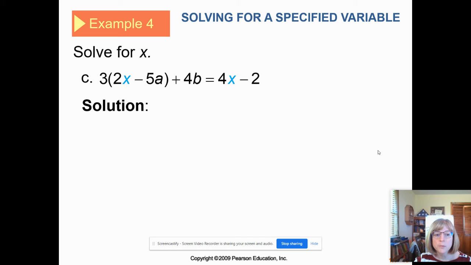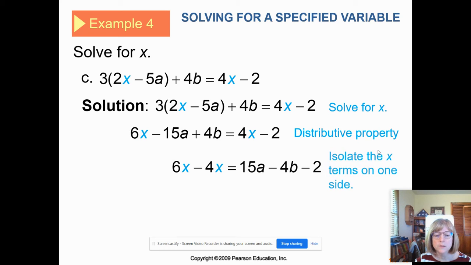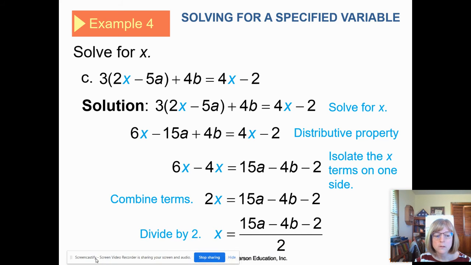First, we're going to get rid of the parentheses. Then we're going to get all the x's on the same side and all the non-x's on the opposite side. And now we can talk about isolating x. So x is equal to the quantity 15a minus 4b minus 2, all over 2.